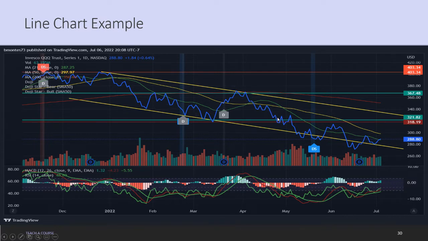And as you can see, this stock, which actually is an ETF, not a stock, it's the QQQ that we discussed in our previous lesson.